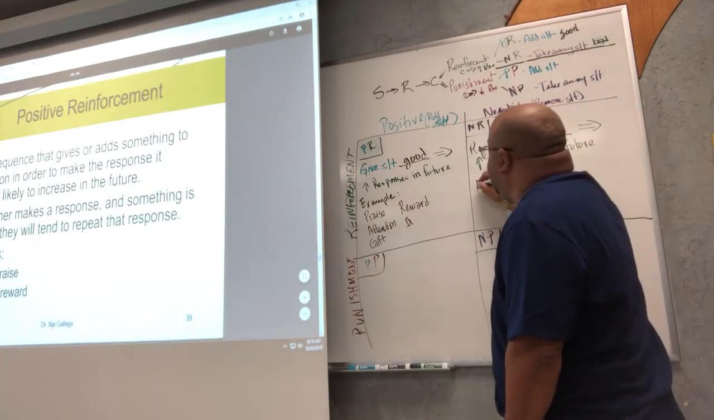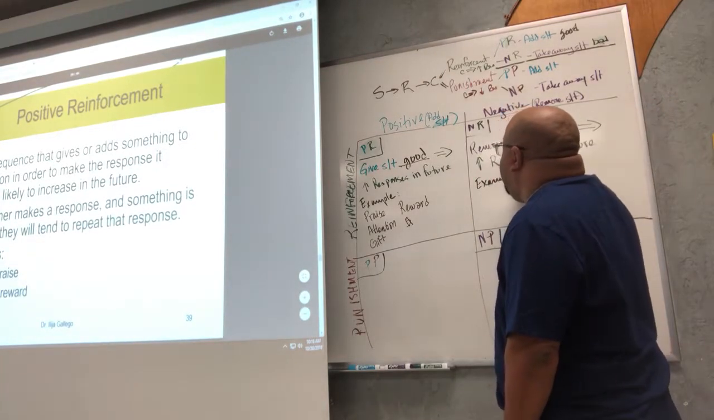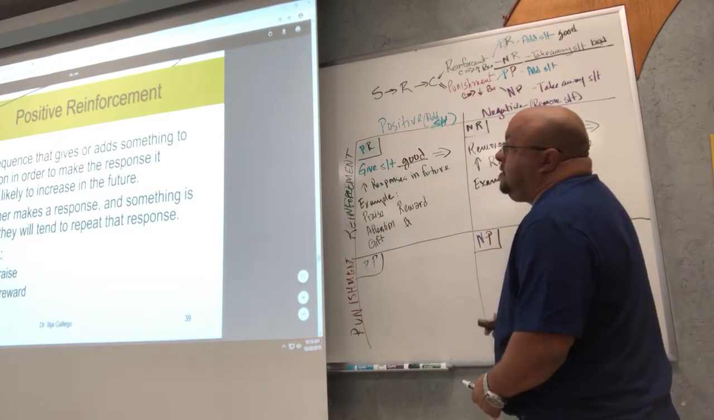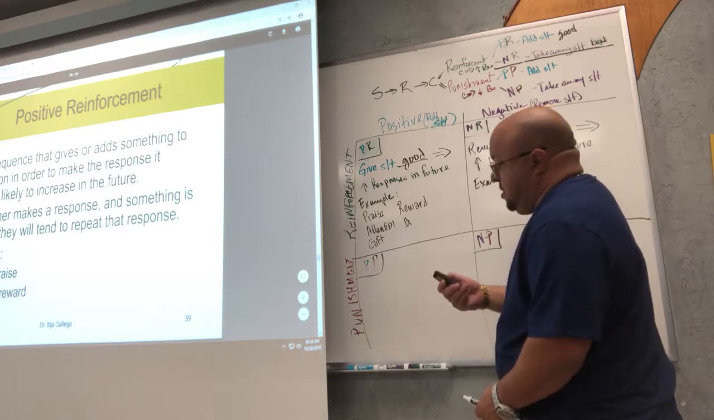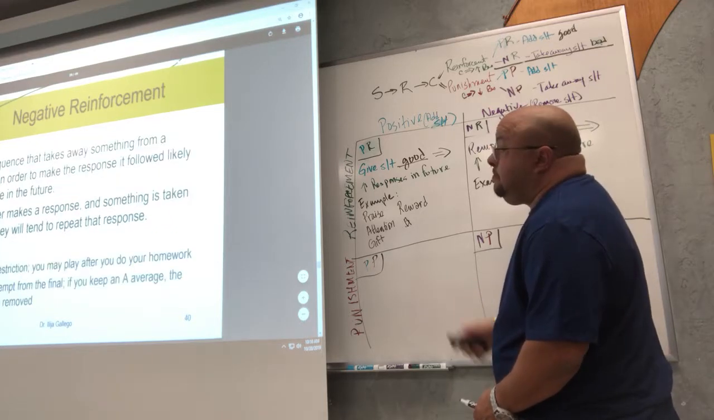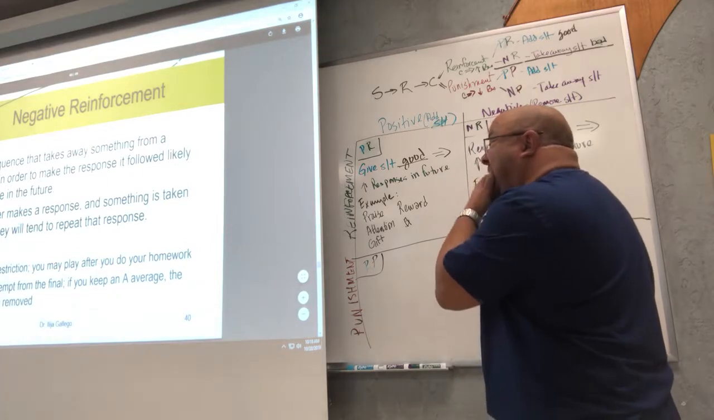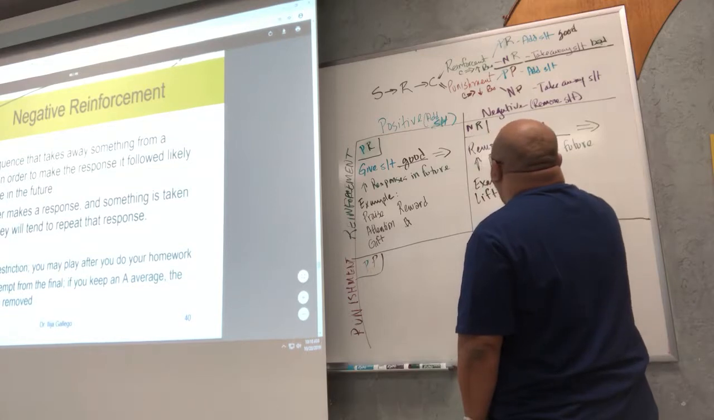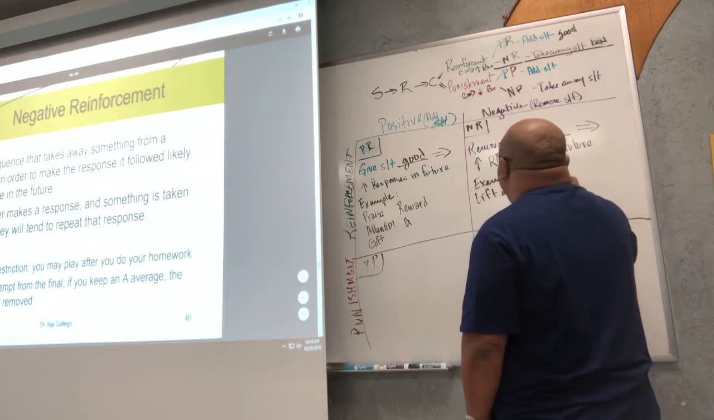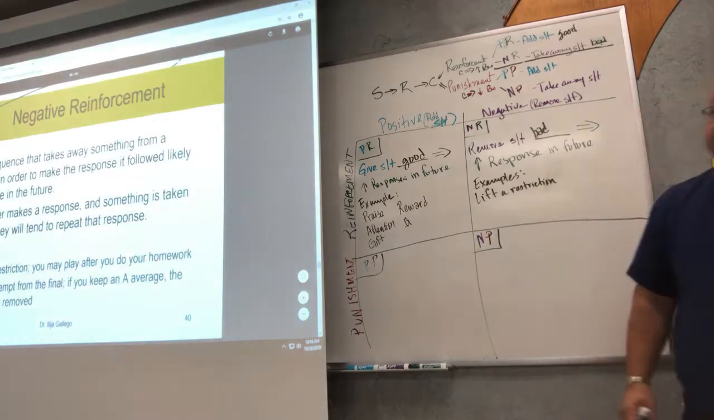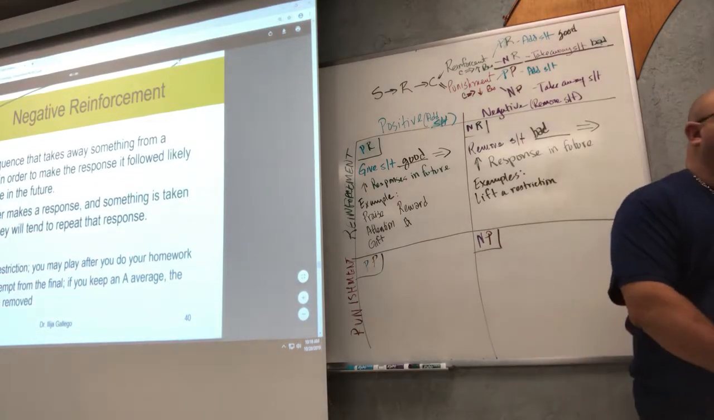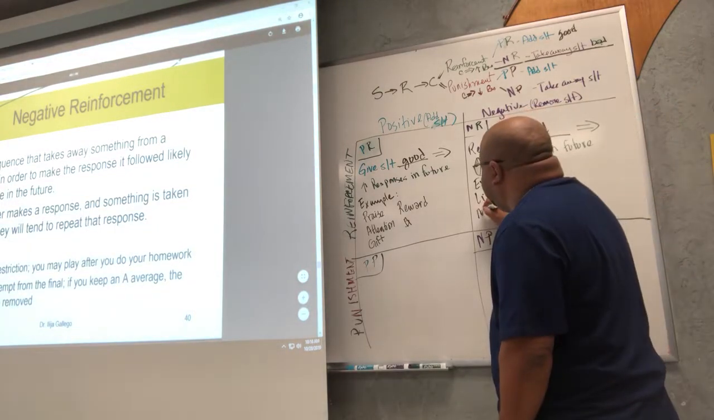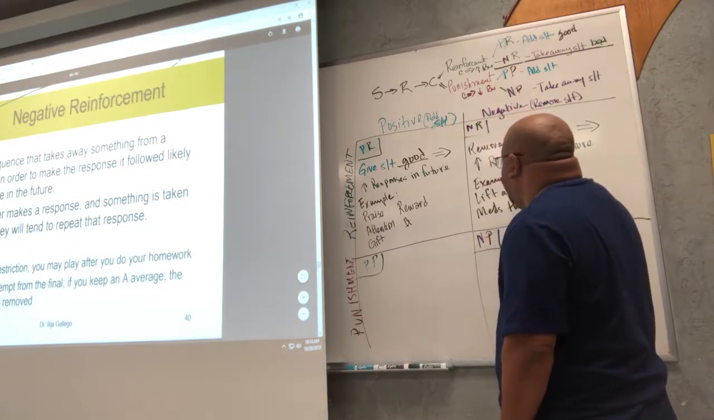Okay, so you remove something bad. Here's some examples. What can I remove that's bad? If I take this away, you'll do it again. So I can lift a restriction. You can go out to play after you do your homework. It'll make you do your homework more so you can get out to play. Medicines that relieve pain or discomfort.